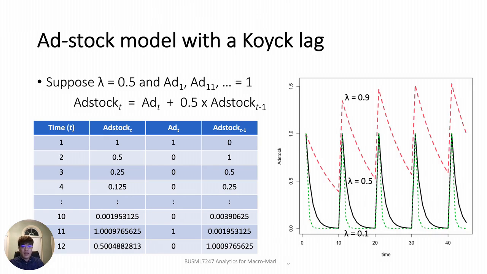This figure shows how ad stock changes with different lambda values. The black curve is for 0.5 as in the table, the red dashed curve is for 0.9 of lambda, and the green dotted curve is for 0.1 of lambda. If lambda is 0.1 or 0.5, the ad stock decays to almost zero within 10 time periods. Whereas, if lambda is 0.9, the ad stock does not entirely decay within 10 time periods, so it shows a long-run increasing trend.